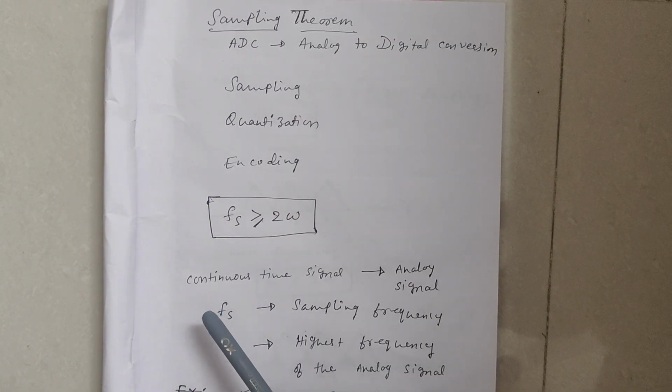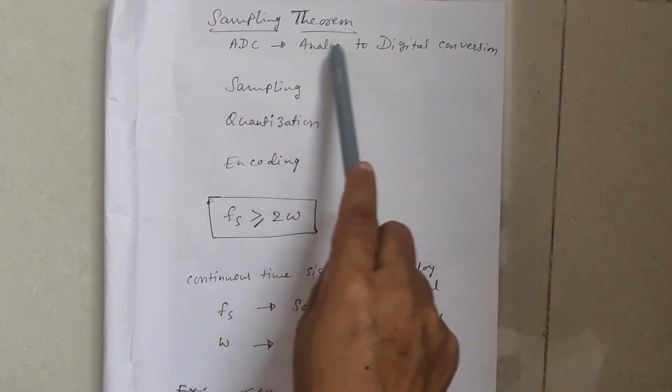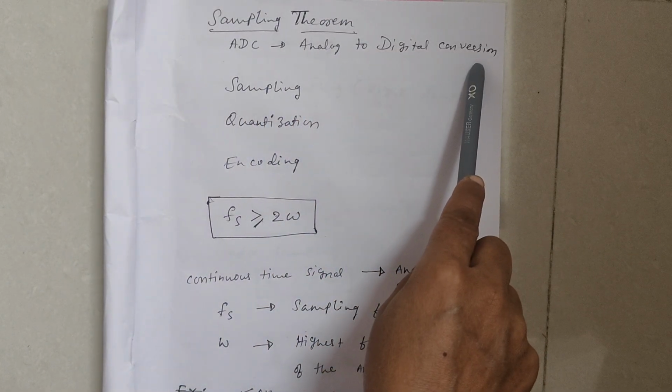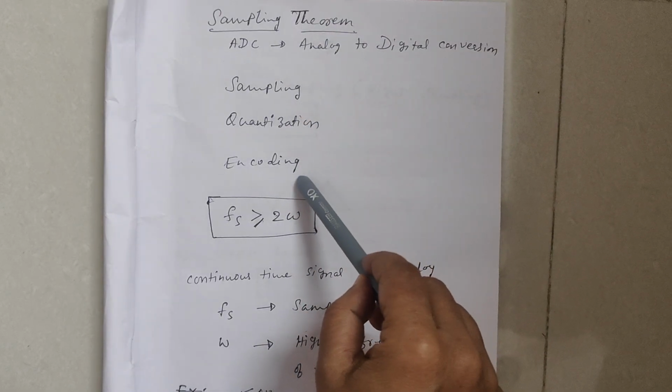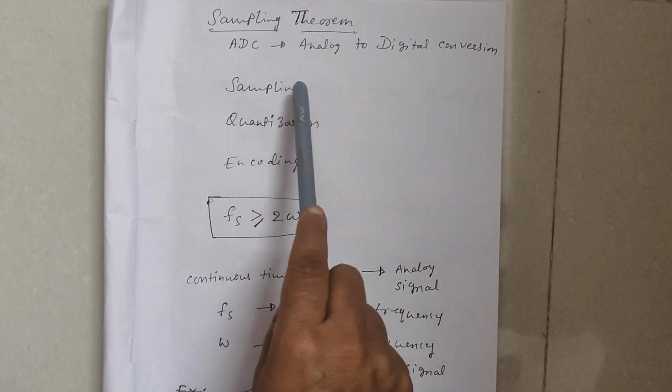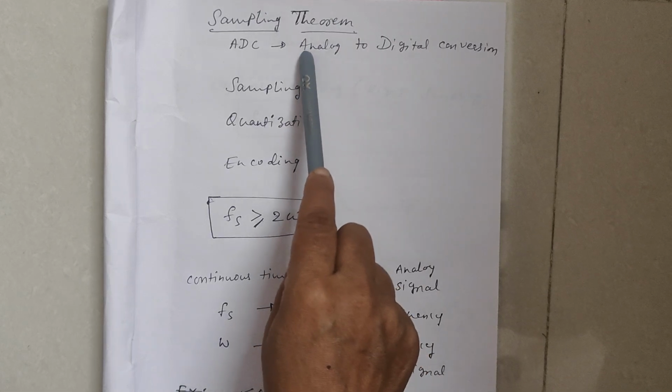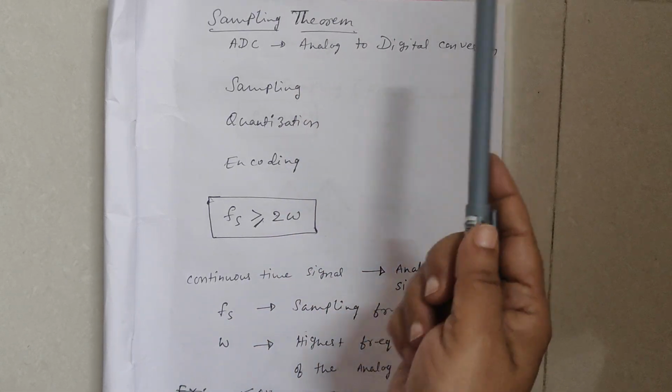In an earlier video I also explained analog to digital conversion. In analog to digital conversion, there are mainly three steps: sampling, quantization and encoding. Sampling is the first step in the process of analog to digital conversion.